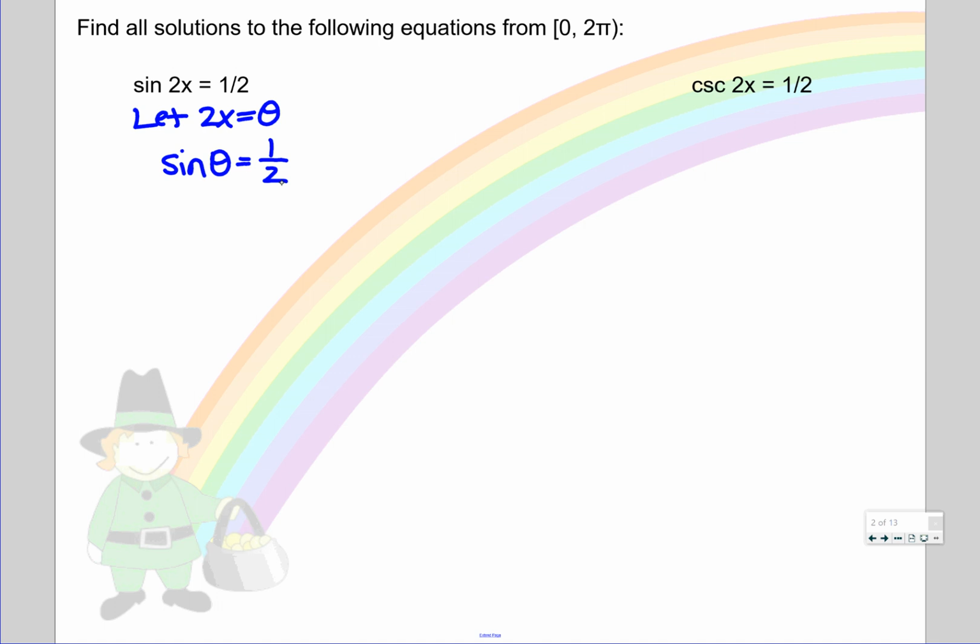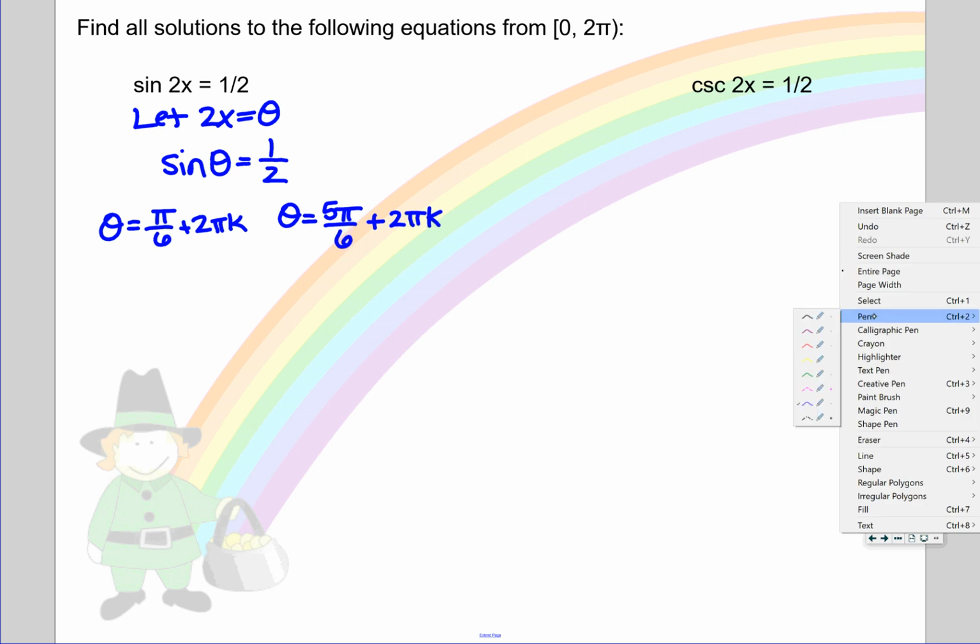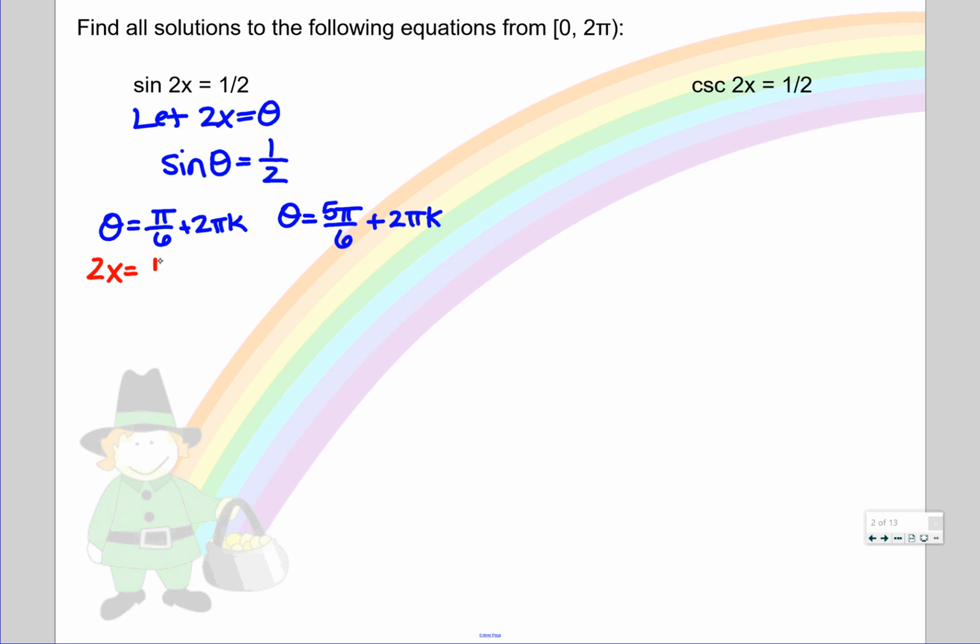Okay, so where on your unit circle is sine equal to a half? Pi over 6 is one of them. And 5 pi over 6 is the other one. Yep. Okay. All right. Even though I don't need it in my final answer, I'm going to put plus 2 pi k at the end of these. Okay, because that's the period times k, where k is an integer. And then once we've got theta solved for, we're going to go ahead and put back in our 2x that we started with. So 2x equals pi over 6 plus 2 pi k. And 2x equals 5 pi over 6 plus 2 pi k.